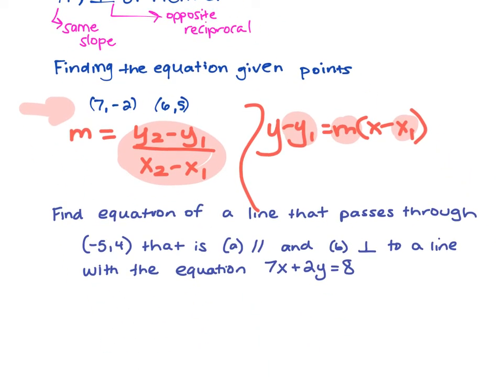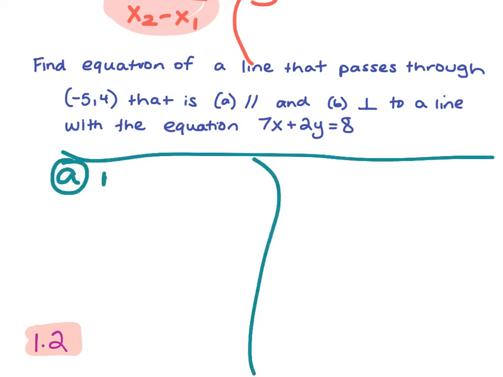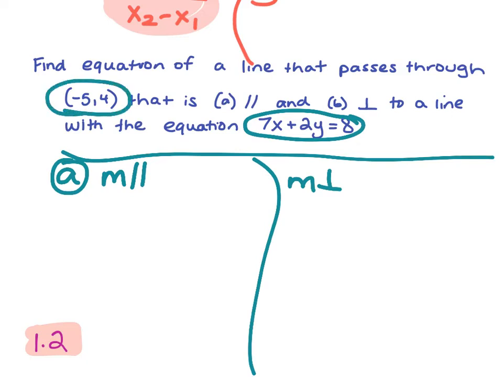And then you saw a question like this on your quiz. Find the equation of a line that passes through this point that is A, parallel, and B, perpendicular to a line with the given equation. So again, there's two different ones here, an A and a B. A in which the line is parallel, and B in which the line is perpendicular. So what I need from this equation is what? Just its slope, right? It's just saying find an equation with this point that is parallel to this line and then perpendicular to this line. So the only thing you need out of that is the slope.